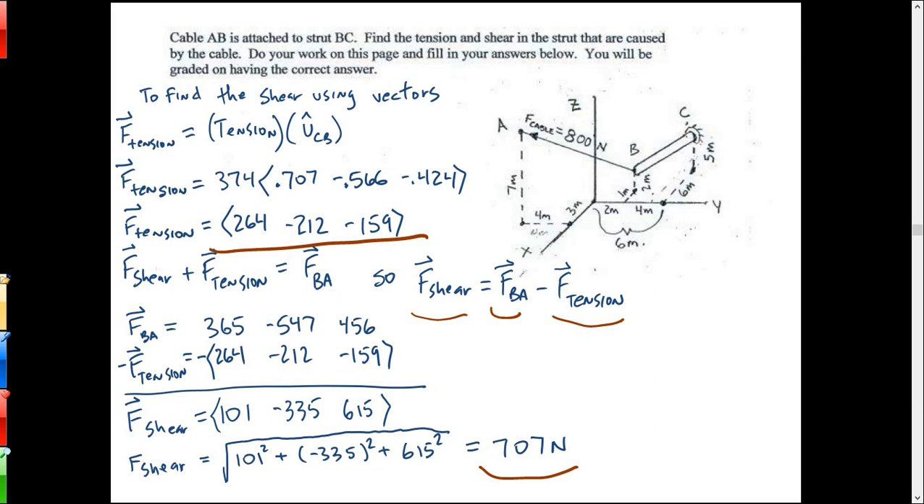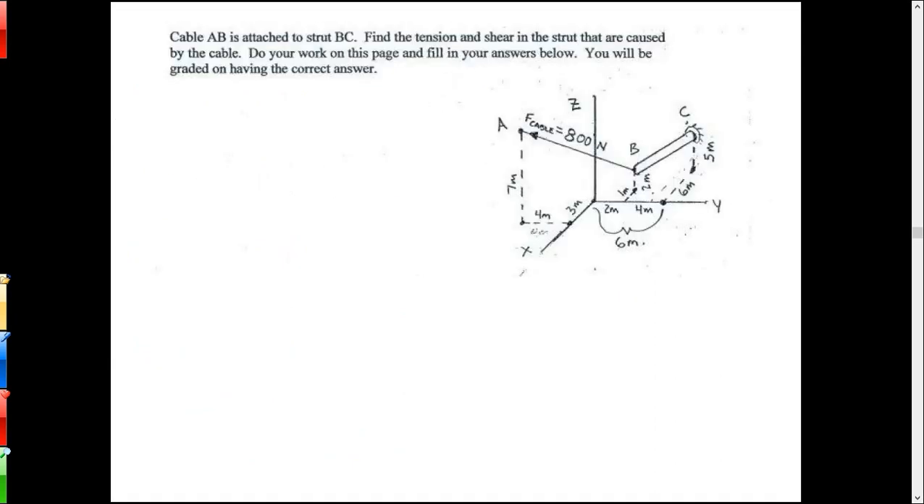Other questions on that? Okay, so that's kind of the process on that.